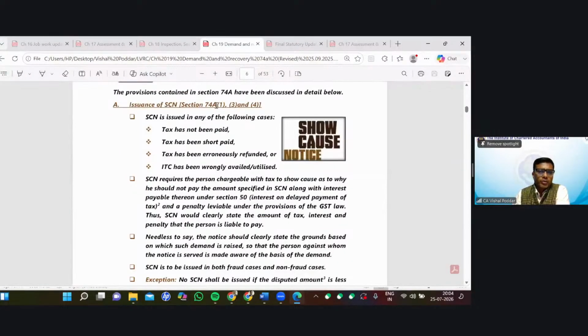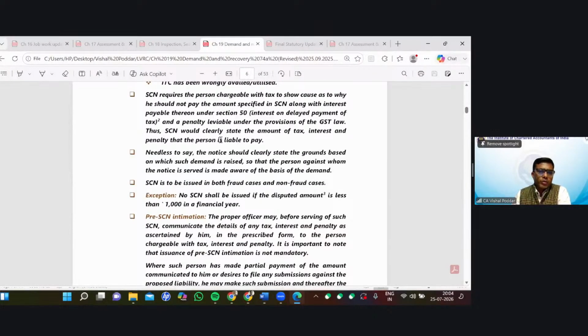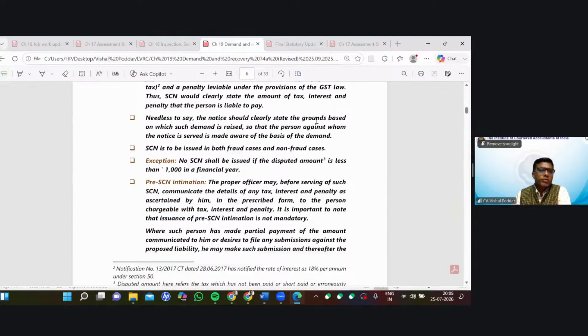The first part is about issuance of show cause notice, and we discuss it can be issued in four circumstances. One, tax not paid, short paid, erroneously refunded, or ITC is wrongly availed and utilized, or both. Now, SCN requires a person on whom this SCN is issued to give a cause. So, in short, give their explanation as to why they should not be required to pay the tax and interest which is mentioned in the notice, and also the penalty, if any. The show cause would clearly state the amount of tax, interest, penalty that the person is liable to pay. Further, the notice should mention the grounds based on which this demand is raised.